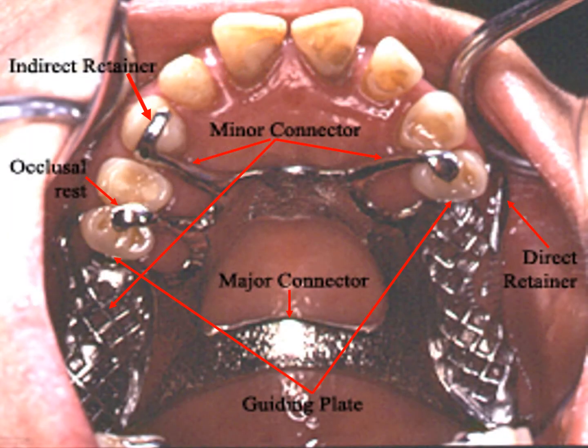In this slide we can see the different components. We have the major connector here. It's an anterior posterior palatal strap. We have minor connectors and direct retainers, which are the clasps, I-bars on both sides, and this is an occlusal rest and an indirect retainer. And not to forget the guiding plates, which are contacting the guiding planes proximally. These are the different components of the partial denture.